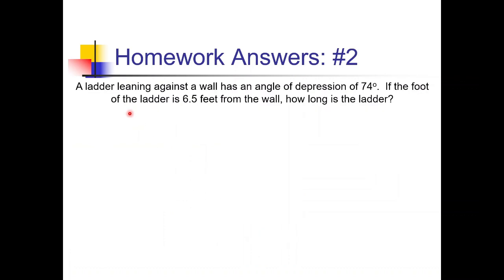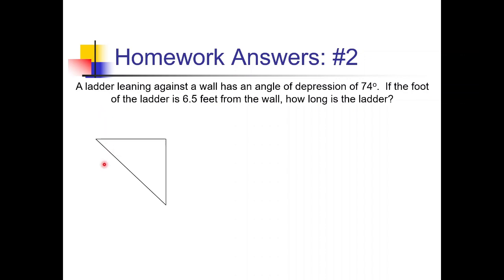For this one, we have a ladder leaning against a wall. The ladder has an angle of depression of 74 degrees apparently, and if the foot of the ladder is 6.5 feet from the wall, we want to know how long the ladder is. So ladder leaning against a wall, but they said we have an angle of depression. So I'm going to do an upside down triangle, but when I do this, it's a little bit weird.